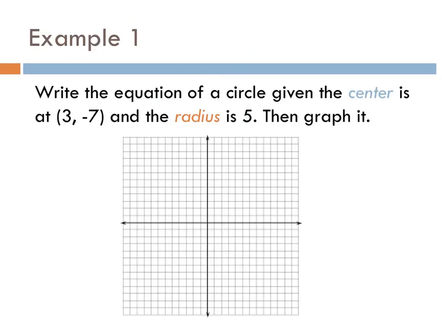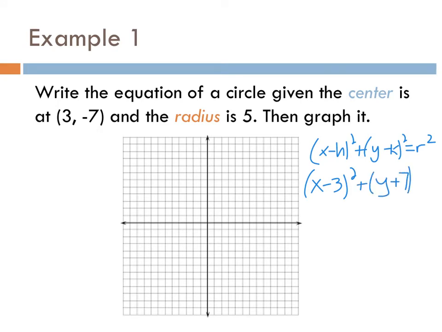It says write the equation of a circle given the center and the radius, and then graph it. If we know the standard form of a circle, x minus h squared plus y minus k squared equals r squared, I sub in my h and k. It's going to be x minus 3 squared plus y minus a negative 7, which would be plus 7 inside squared, and it's going to equal the radius squared, which in this case would be 25. So this is what the equation would look like with that information. And if I graph it, circles are probably one of the easier conics to graph because the center's at 3, 7.